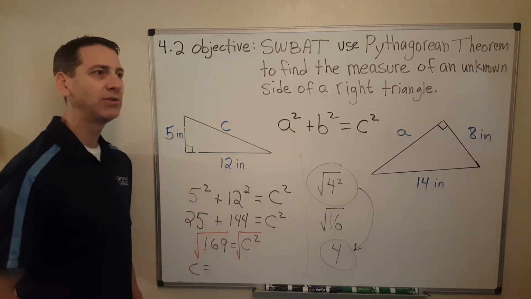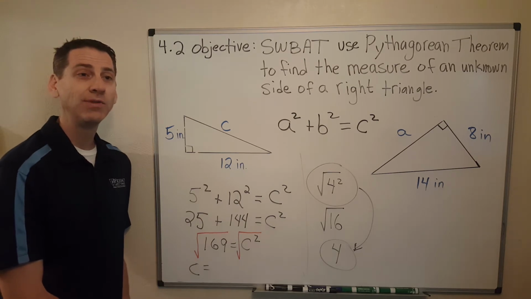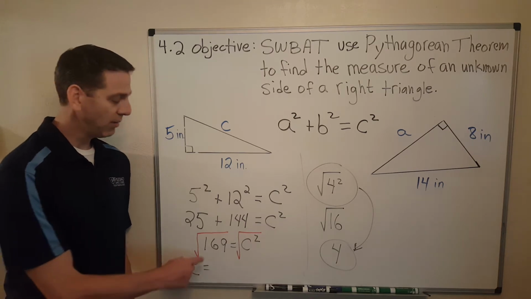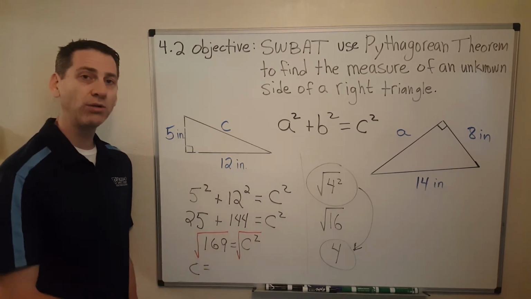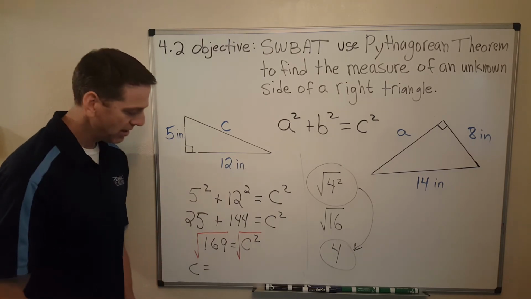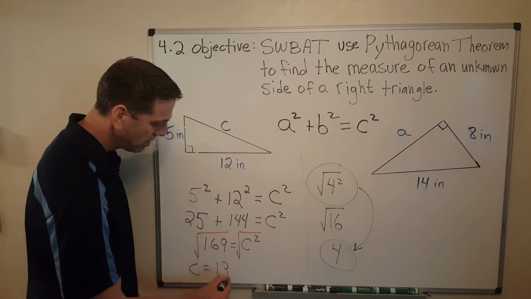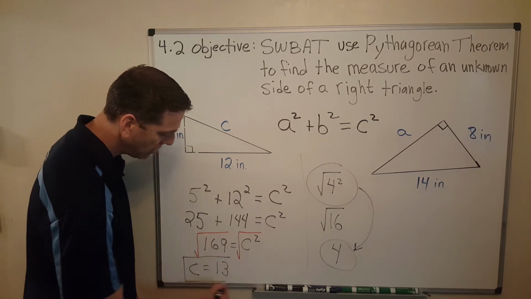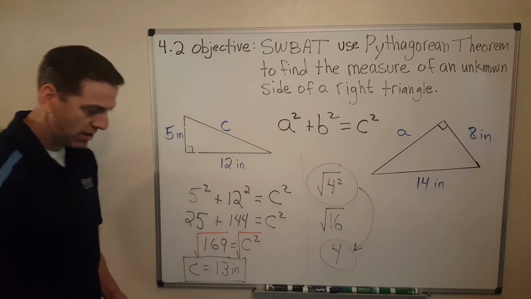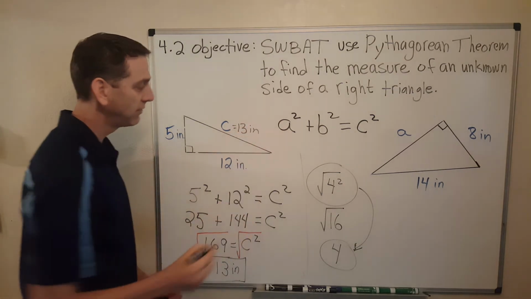So what squared is 169? Do you know? Well, if you need to use your calculator, you can do that. You can just simply type in 169 and then take the square root of that, or do the square root and then type in 169. And you'll find that the square root of 169 is 13. And that would be 13 inches. Okay? So c equals 13 inches.